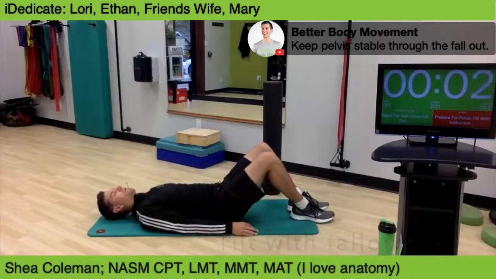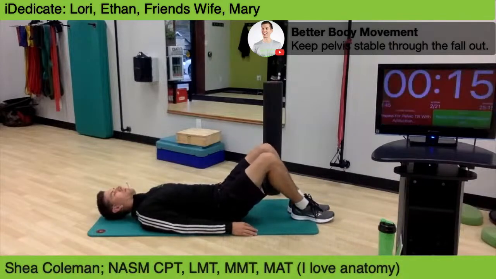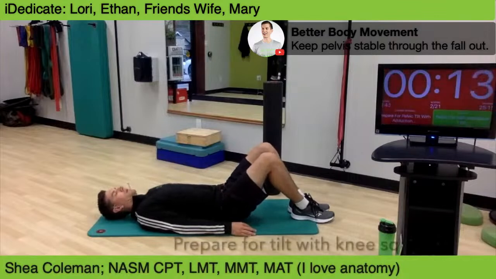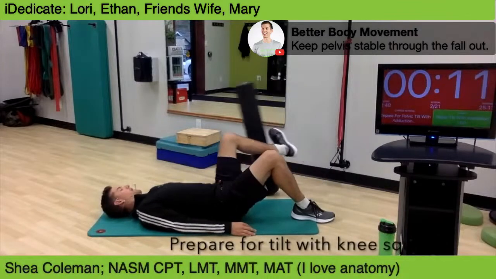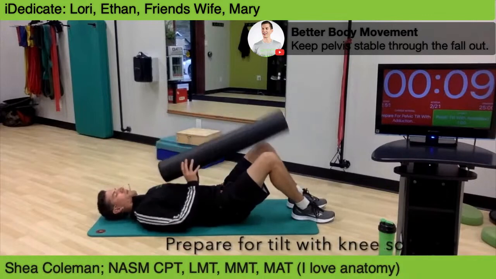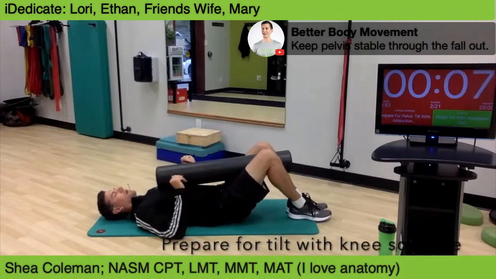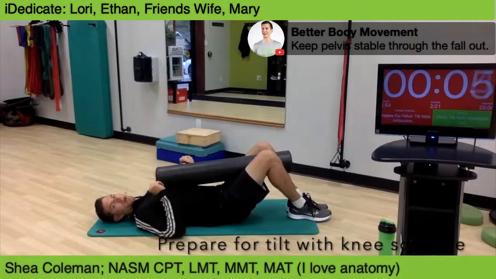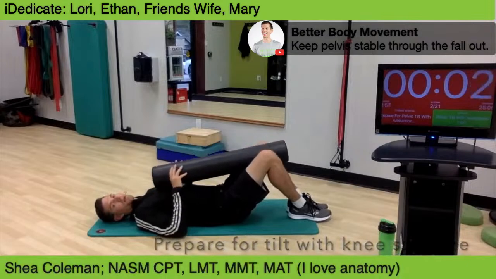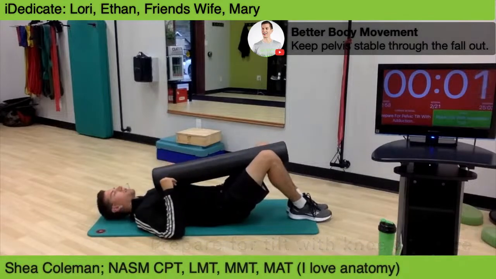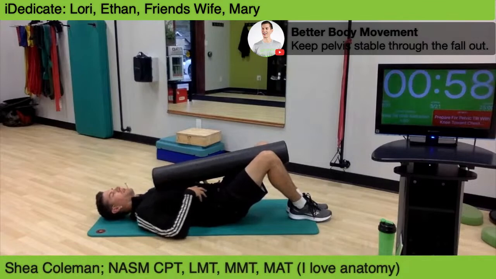3, 2, 1. Prepare for pelvic tilt with adduction. All right, tilt with adduction. Grab that foam roller, squeeze your core tight, then squeeze the knees. 3, 2, 1. Pelvic tilt with adduction.